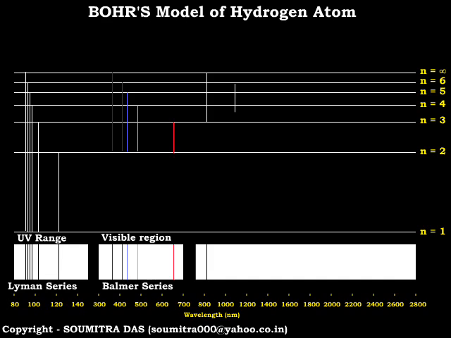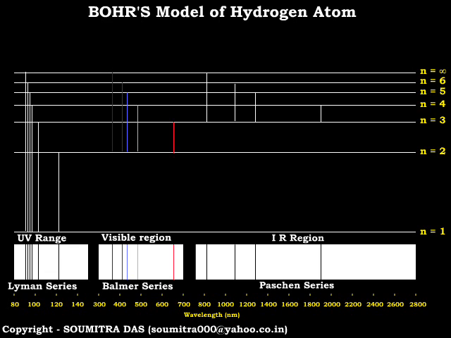When the electron drops back to n equal to 3, the wavelength is approximately from 850 nanometers to 1875 nanometers, which falls in the IR region of the spectrum and is called the Paschen series.